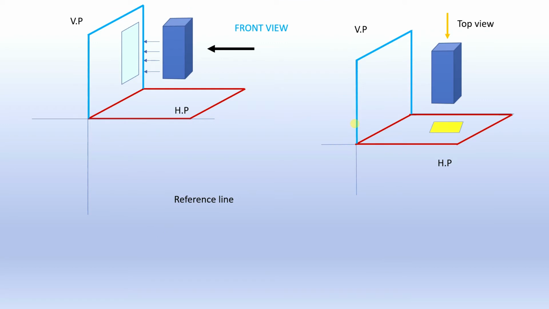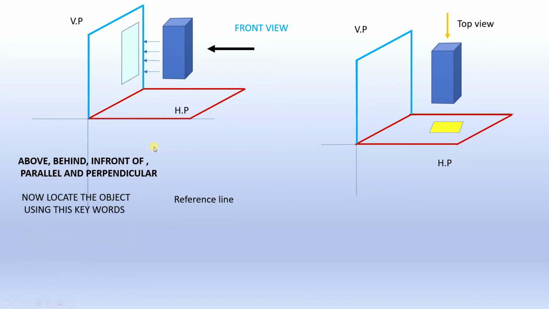As I showed in the previous video, you can see the front view of the object. Right here, on another side, I have shown the top view of an object placed in HP and VP, and I showed how the shadow falls on which plane and how it is projected. Everything is clear. Now you have to use words like above, behind, in front of, parallel and perpendicular to locate the object. If you see the front view, let us take it and locate the object.